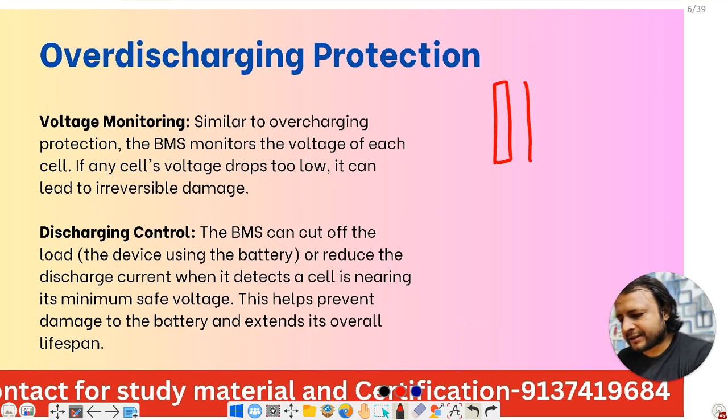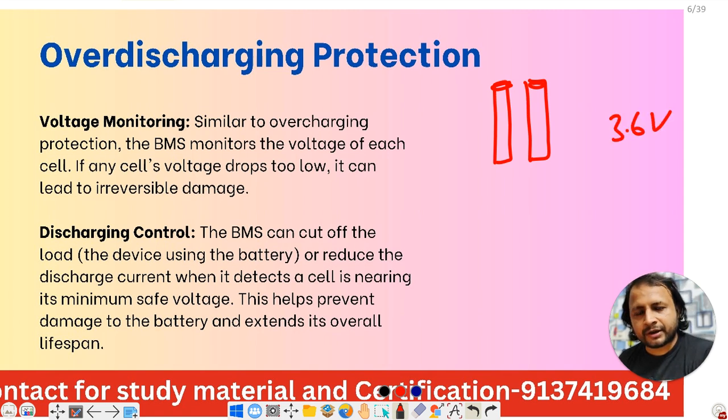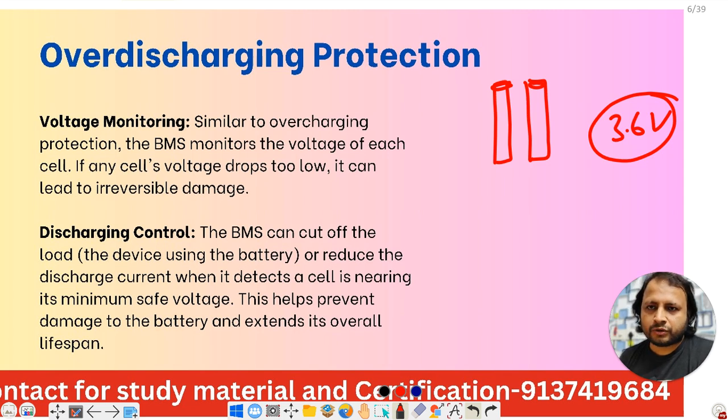Because we are using this one cell, this is a 2 cell. Okay, just take an example with this small one. In overcharging protection, it is also the monitoring of voltage. It is very much important. Suppose the rated voltage is 3.6 volt, so that should not go beyond that. That voltage should remain constant throughout the operation.